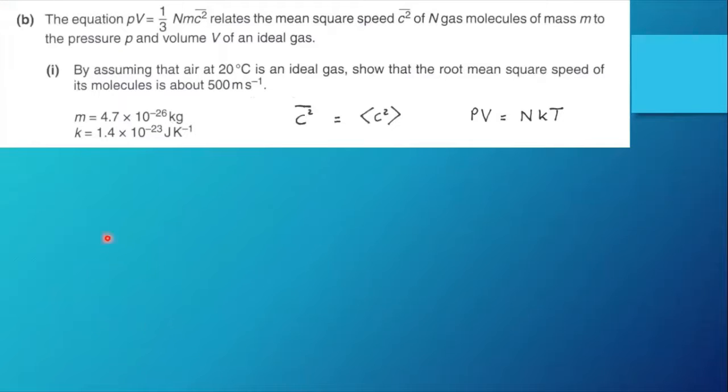Okay, I've got an equation here, PV equals 1/3 N m c squared. Well, this term here is also another way of writing c squared, the mean square speed. By assuming the air at 20 degrees C is an ideal gas, show that the root mean square speed is about 500 meters per second. We're given the mass of a molecule, we're given the Boltzmann constant, and I've reminded you that PV equals NkT, but I'm sure you didn't need any reminding.